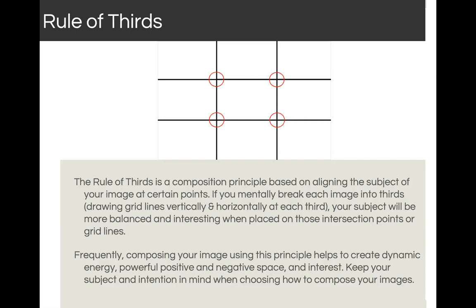And you're making a tic-tac-toe board, and anywhere where those lines intersect, right here, right here, right here, or right here, those are going to be points where if you place your subject, it's going to feel more balanced or potentially more interesting. So it could help you get more dynamic energy. It could be a good use of positive and negative space within your image. But I also want you to keep in mind that this is not a hard and fast rule. You do not have to shoot every single image like this. It's just a good technique to start to think about how and where am I placing my subject within my frame.